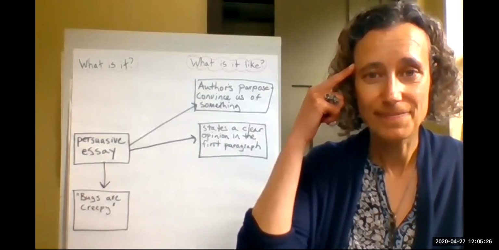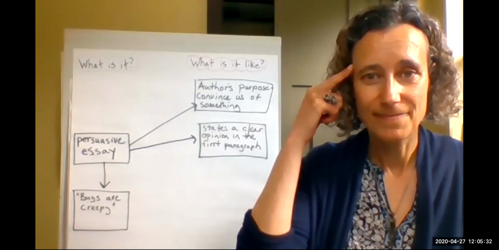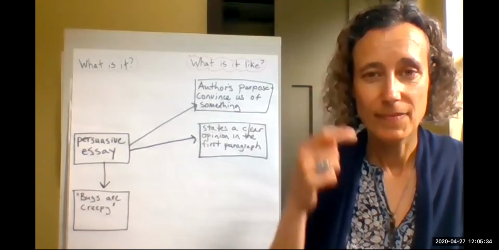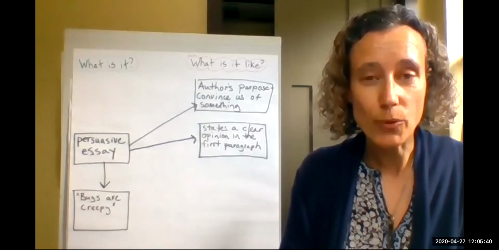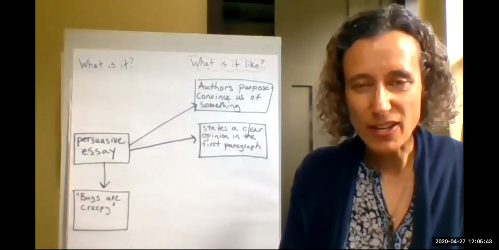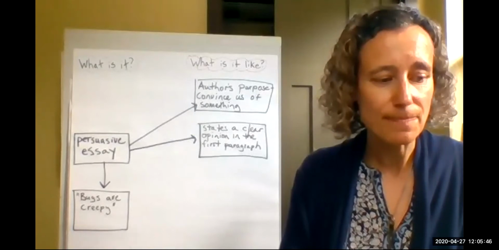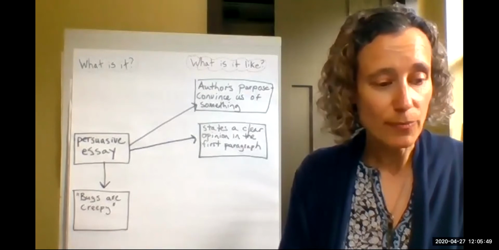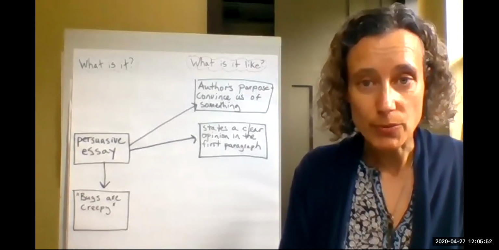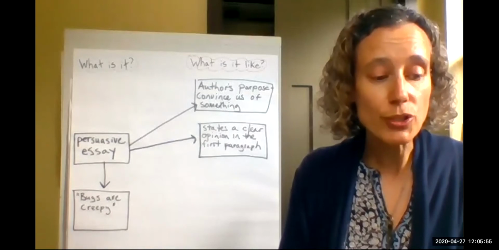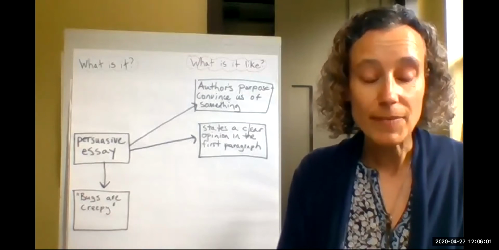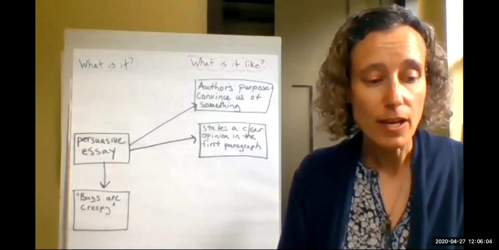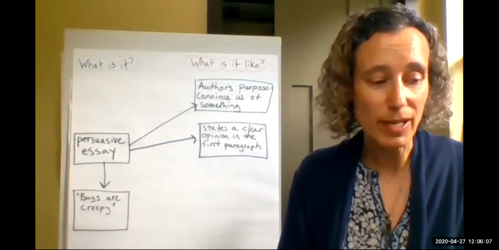Think. Well, I would say that the purpose was for us to agree that bugs are creepy and that we don't like bugs. So many different kinds of people might read a persuasive essay, but an author usually has a certain kind of audience or reader in mind when they're writing. In this case, the audience probably were people who did not like bugs.